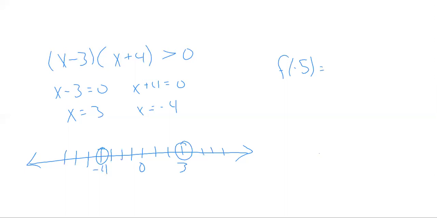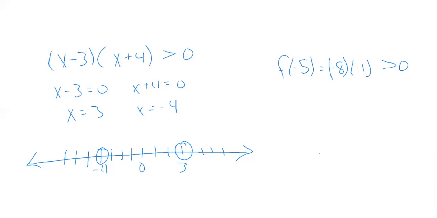That would be negative 5 minus 3 is negative 8. Put it back in there. Negative 5 plus 4 is negative 1. So I have negative 8 times negative 1, which is 8. So that's greater than 0.